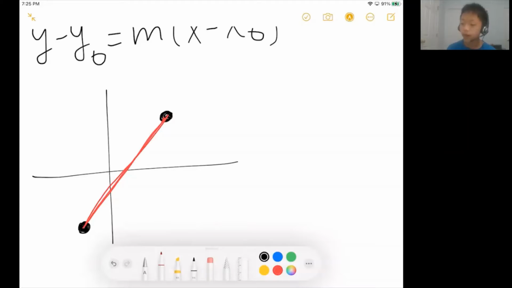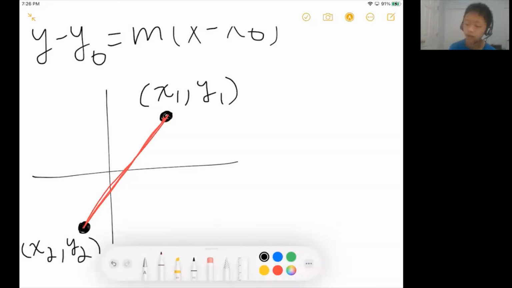So let's say that we know that the coordinates of the 2 points are x1, y1, and x2, y2. Now, what if we wanted to find the distance? What is the length of this red line here? And to find the length of this red line, we can actually use the Pythagorean theorem.